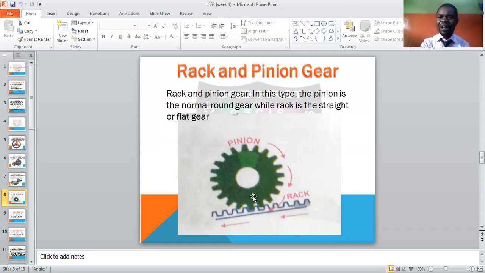This one you are seeing here, especially the male students among you, or even the females that have a bicycle, you would have seen this in your bicycle or in a motorcycle. That is what we mean.